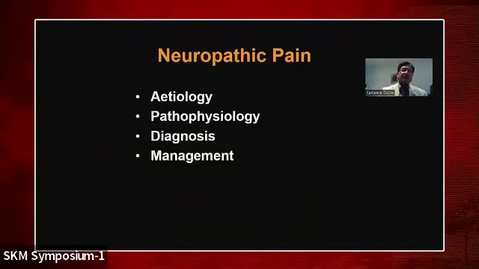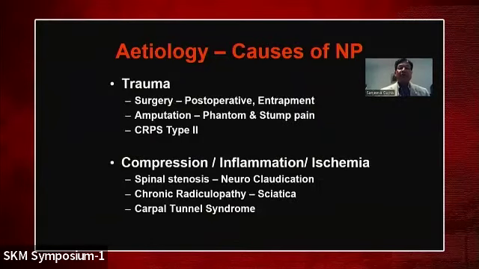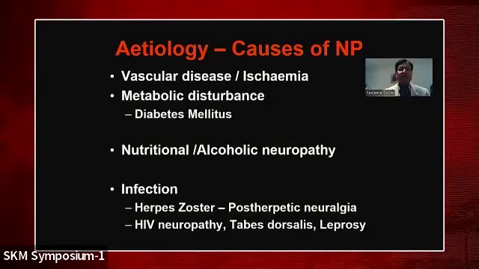Let us look at the etiology, pathophysiology, diagnosis, and management of neuropathic pain now. Etiology, different causes of neuropathic pain. We looked at the distribution from head to toe where all neuropathic pain can occur. Let us look at some of the causes. Surgery, trauma can cause neuropathic pain. Amputation, phantom limb pain, stump pain, complex regional pain syndrome. Compression and inflammation and ischemia can cause radicular pain.